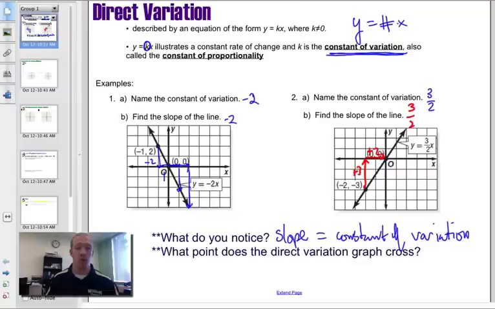So what point does it always cross? Well, you notice there's no plus term here, so it always goes through the point 0, 0. So it always goes through the origin, the point 0, 0. That's a helpful thing when we're trying to come up with our equation.